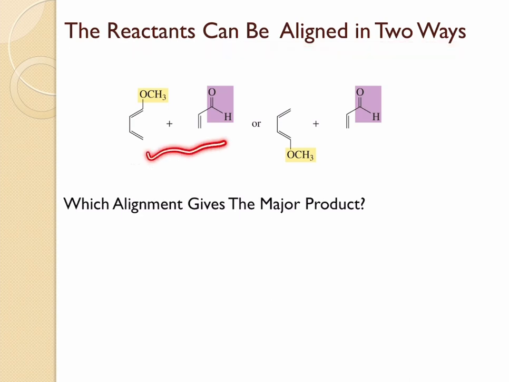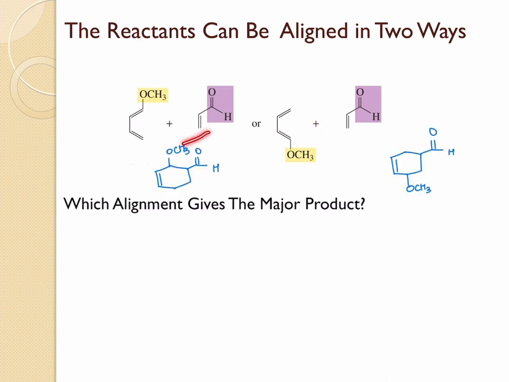Okay, so here are the two reactants. This is the diene and this is the dienophile. And we are going to keep the dienophile's orientation constant, okay, in both of these. And we are going to switch the orientation of the diene. So the diene can be like this, where the OCH3 is pointing up. Here it's upside down.